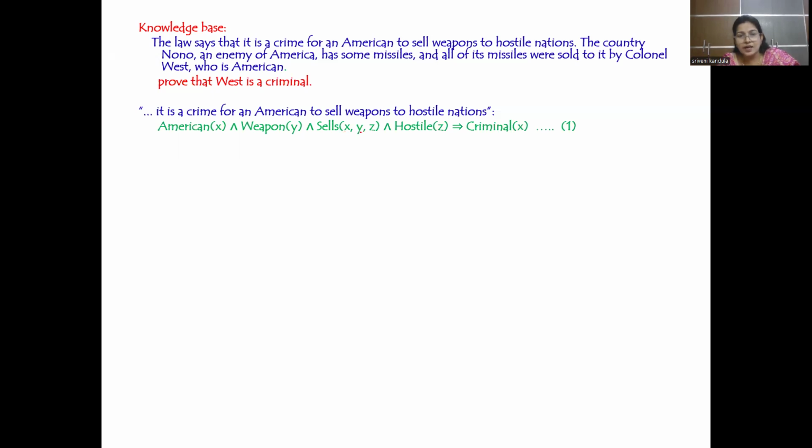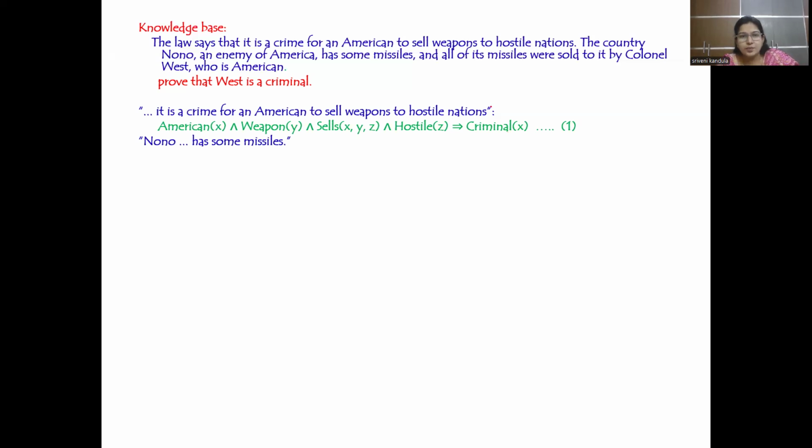It has weapon Y that is sold to Z. What is this Z? Z is a hostile nation. I'm writing it in short as hostile. So if this is happening, then what will happen as per the law? It is a crime. So then we are writing it as implies criminal of X. Whoever sells, he is a criminal.